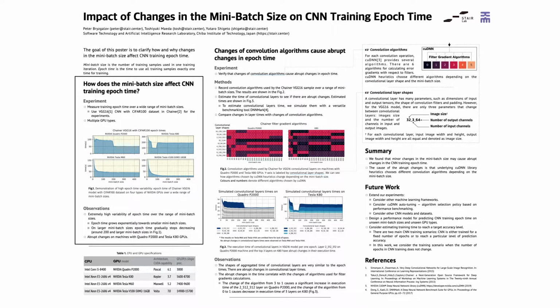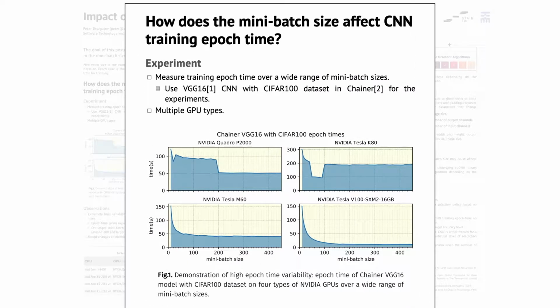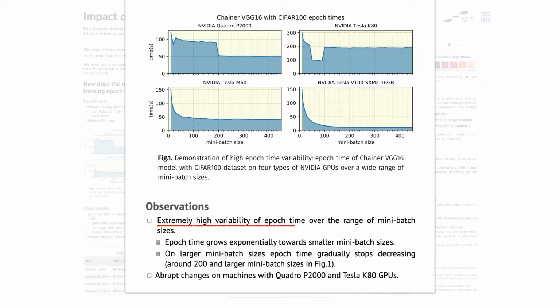To understand how epoch time changes with the mini-batch size, we measured the epoch time of a sample CNN, VGG16 model, on several NVIDIA GPUs. We observed extremely high variability of epoch times on all GPU models. For example, epoch time grows exponentially towards smaller mini-batch sizes, and on larger mini-batch sizes, epoch time gradually stops decreasing, around 200 and larger.